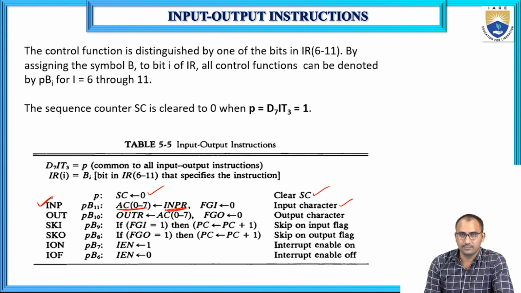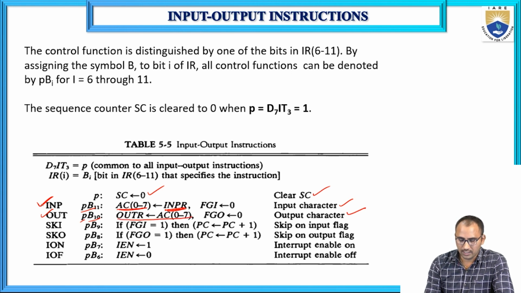Input character. Next, output character. So this output character will execute during PB10. The input character will execute during PB11. So for output character, after accepting the accumulator, from the accumulator we are sending the data to the output register. So this one.